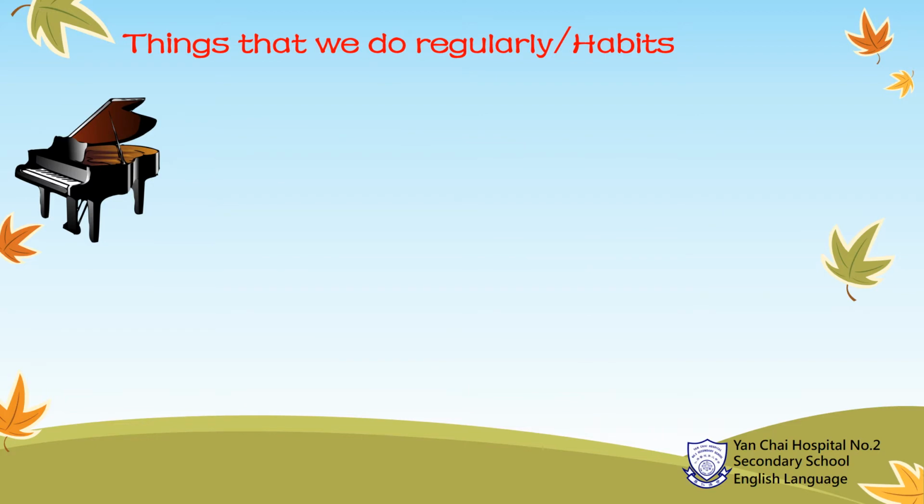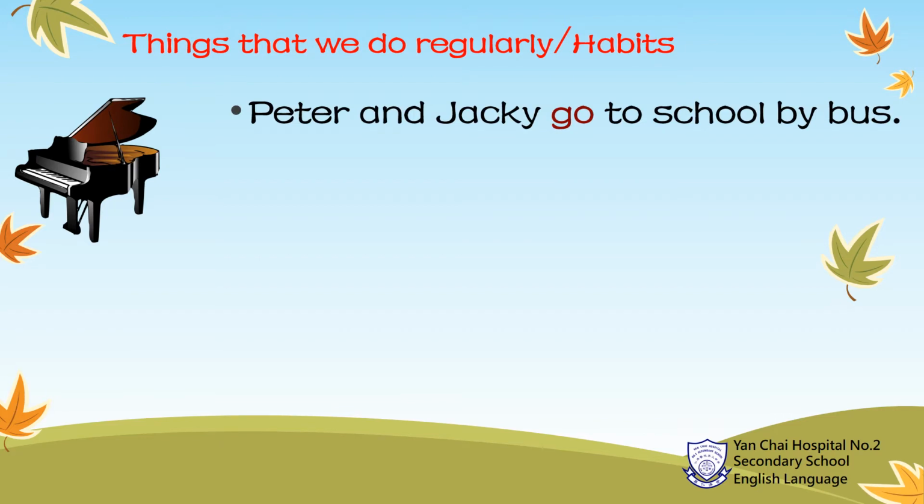So we use simple present tense to talk about things that we do regularly or our habits. For example, Peter and Jackie go to school by bus. This is the thing that they do regularly. They go to school by bus. They're not going to go to school by other public transport like train or minibus.